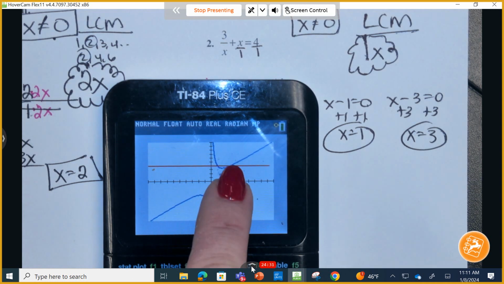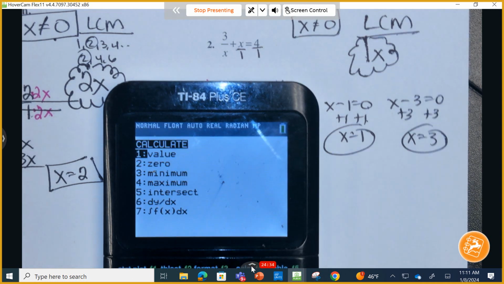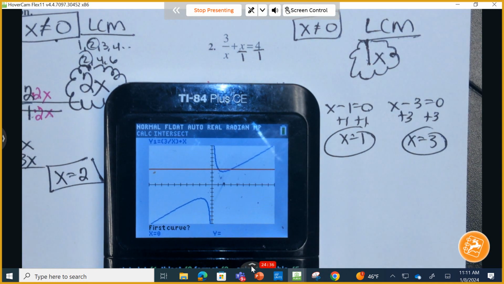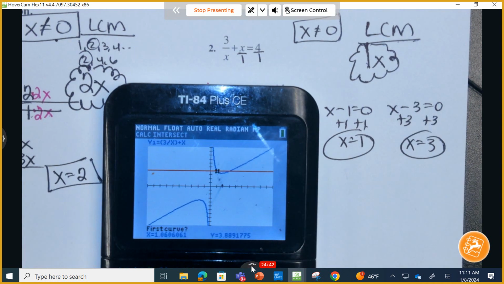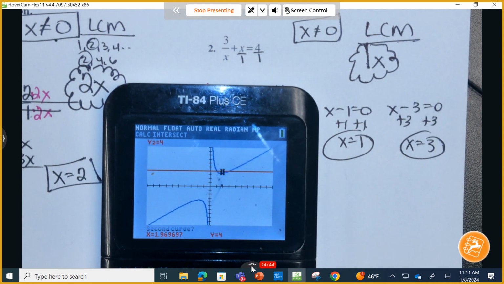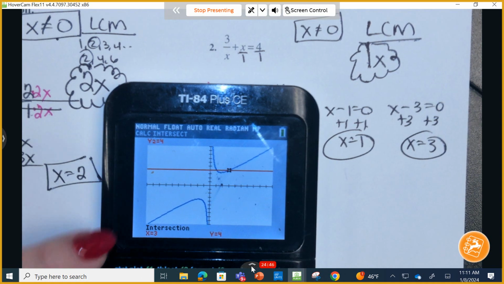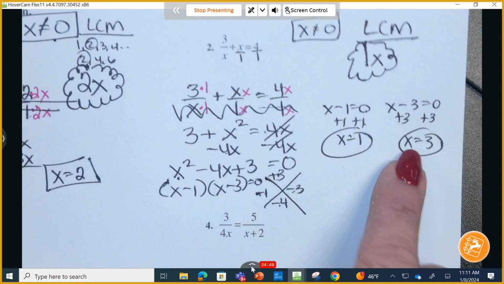I can see I have 2 areas where they intersect. Second trace intersect. Let me move this down here. Okay, enter, enter, enter. Okay, one answer is 1. That means this works. Let's try it again for the other intersection point. Enter, enter, enter. My other answer is 3. That means this also works.